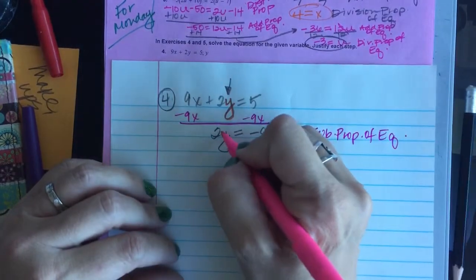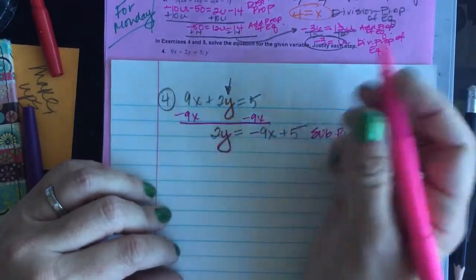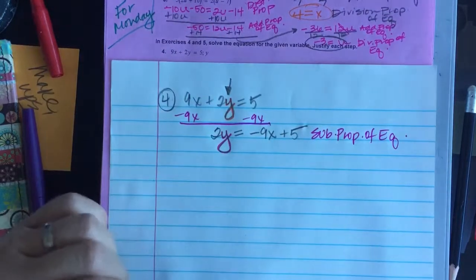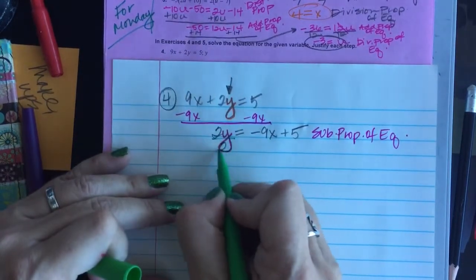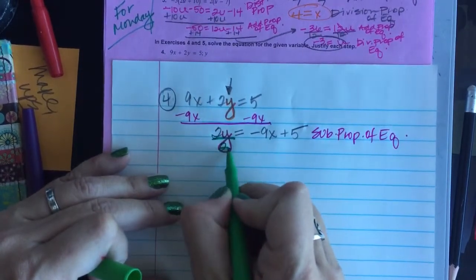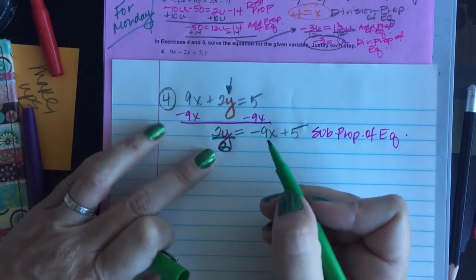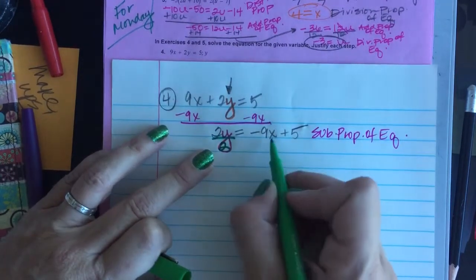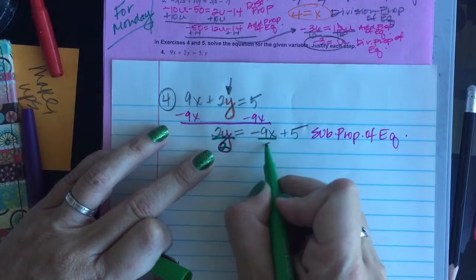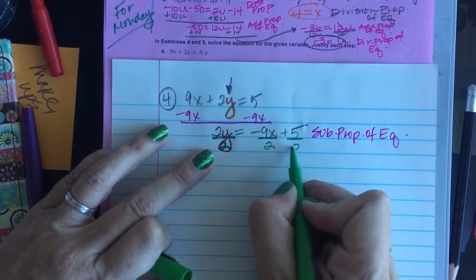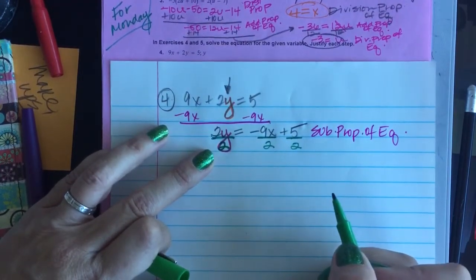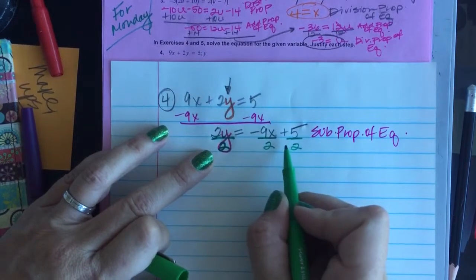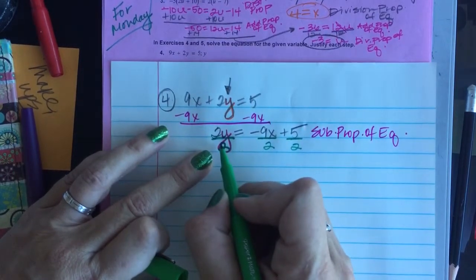And I'm still searching to get y alone. What would I do next? I'm going to divide everything by 2. Now, when I say I'm going to divide everything by 2, check out what's happening here. You guys are going to definitely want to use these as models. Everything gets divided by 2. Both terms on the right-hand side as well as what's going on the left-hand side.